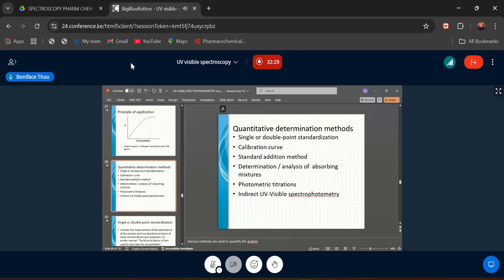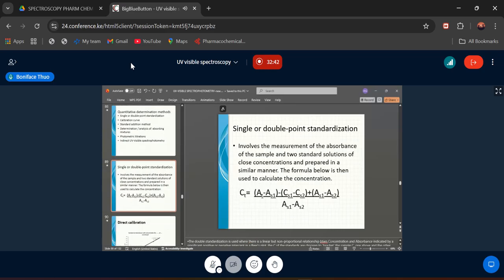Then we have photometric titrations. This one you have mentioned earlier. And then we have what is known as indirect UV visible spectrophotometry. So let's briefly look at each of them. Single or double point standardization.